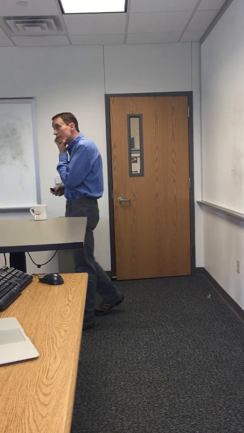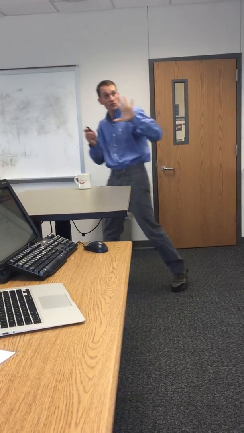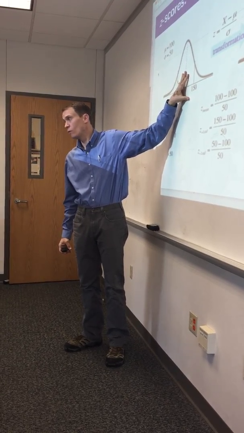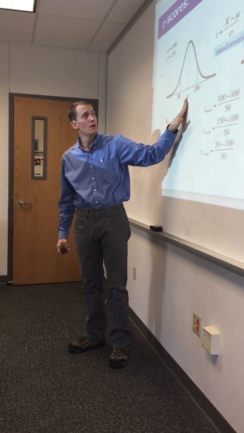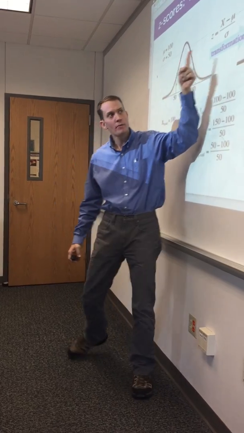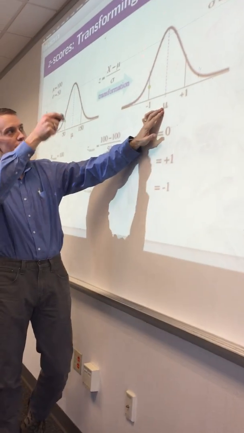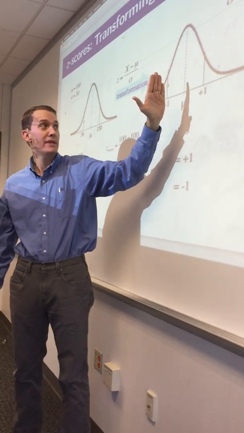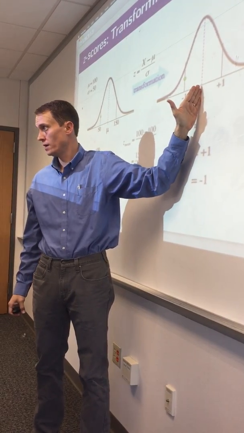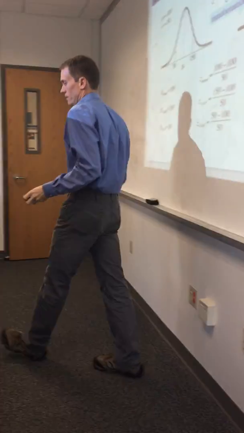So z-scores are important because they take any distribution that you start with, regardless of what its mean is, regardless of what its standard deviation is, and they transform it into a distribution that looks like this, with mean 0 and standard deviation 1. Okay. Why is that important?